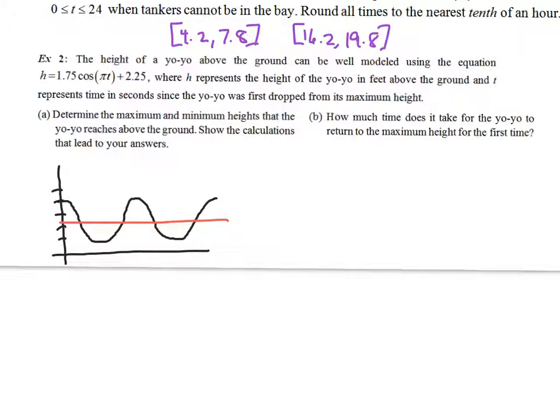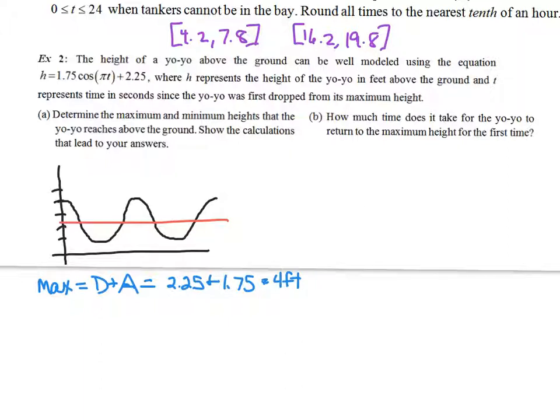So to find the maximum, we're going to have to take our d, which is our vertical shift, equal to the average value of this function, that red line, and we're going to have to add the amplitude. So 2.25 is going to be that vertical shift, add on the amplitude 1.75, and that tells me that the maximum height for this graph is going to be 4 feet.